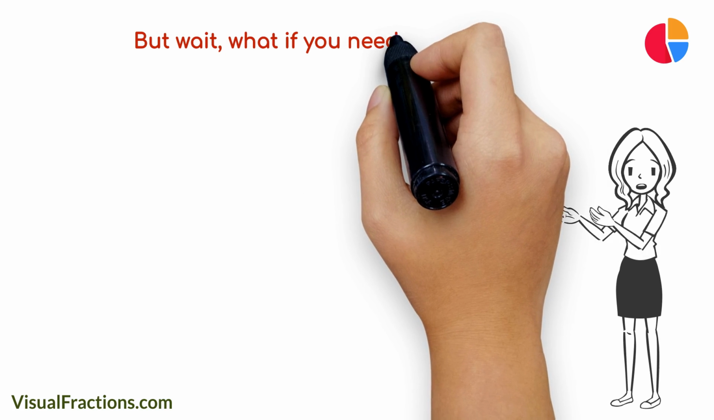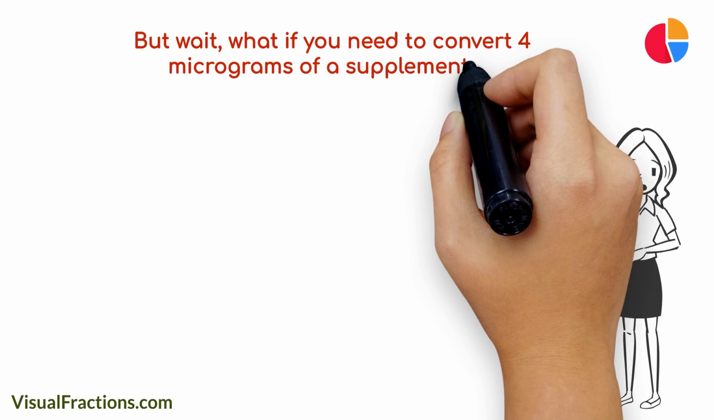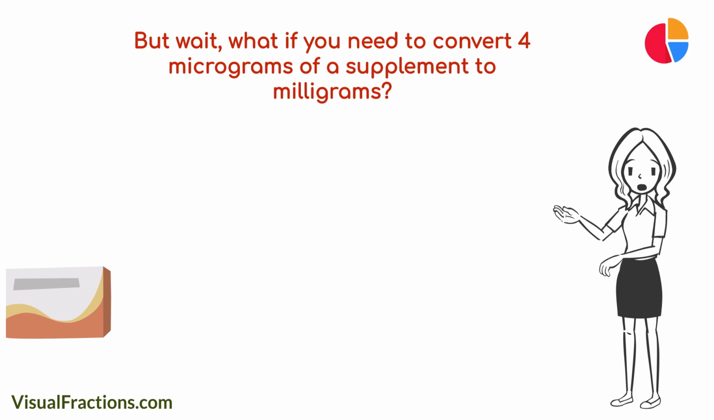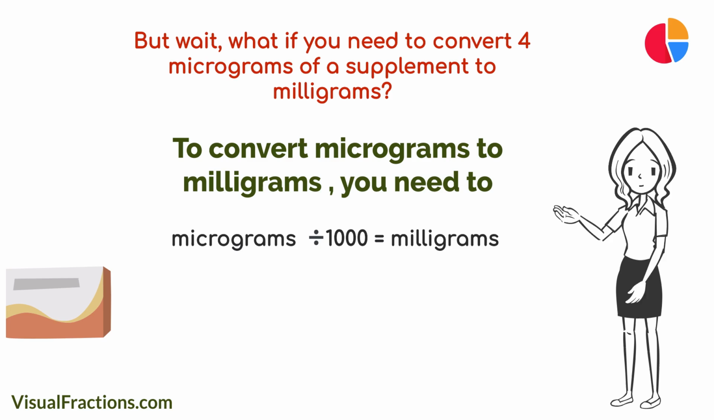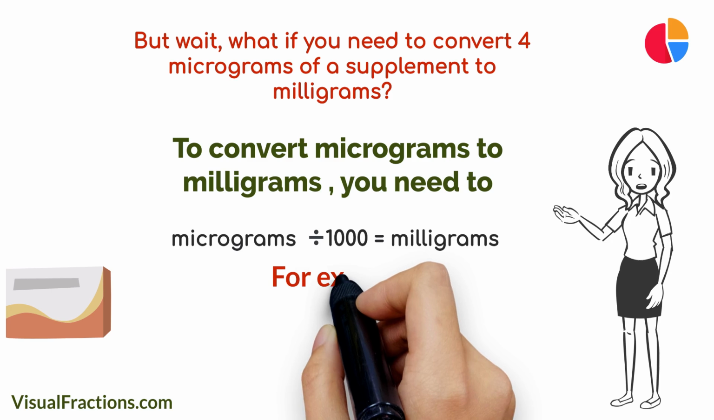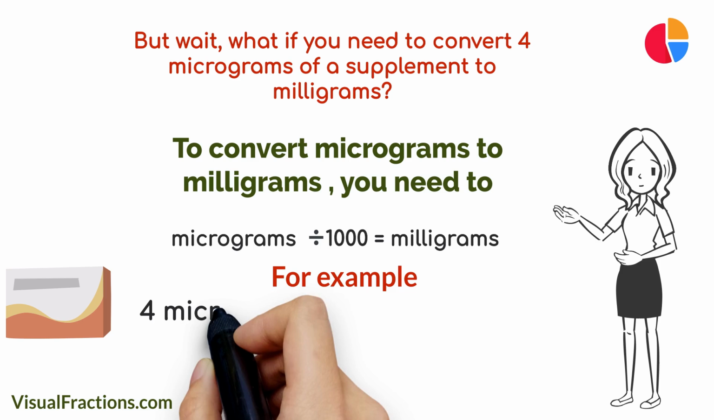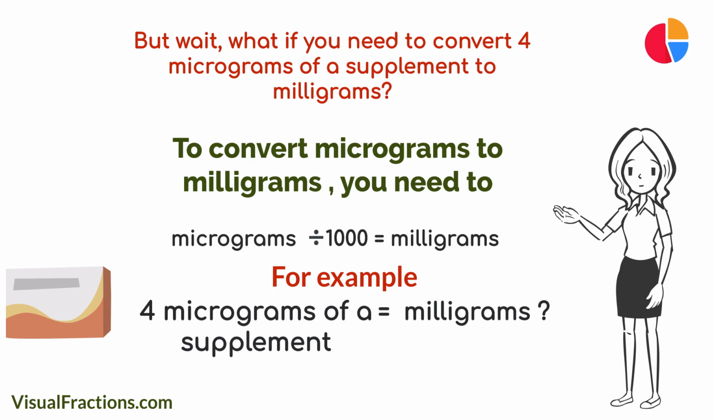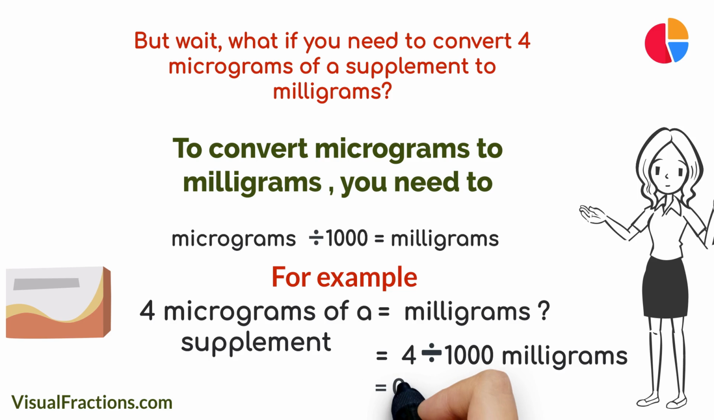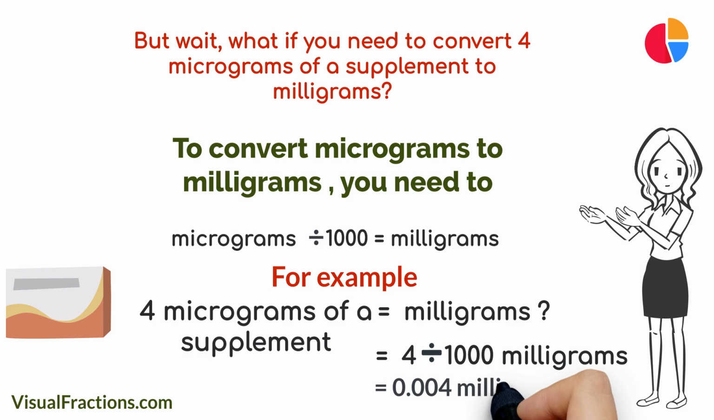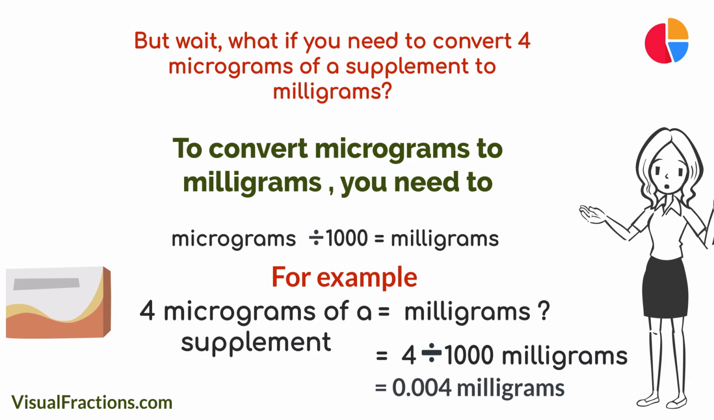But wait, what if you need to convert 4 micrograms of a supplement to milligrams? Don't worry, we've got you covered. To convert micrograms to milligrams, you need to divide the number of micrograms by 1000. Let's walk through an example of how to convert 4 micrograms of a supplement to milligrams. We start by dividing 4 by 1000. This gives us 0.004 milligrams. And that's it. 4 micrograms is equal to 0.004 milligrams.